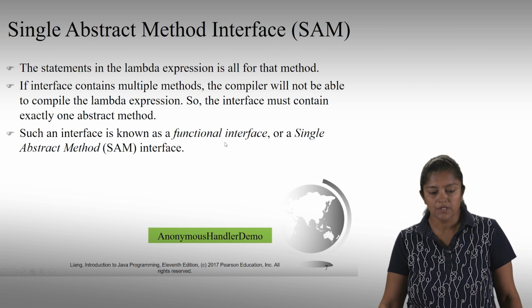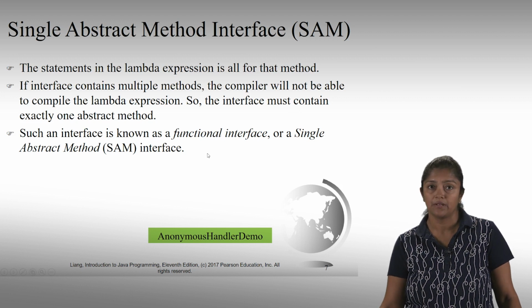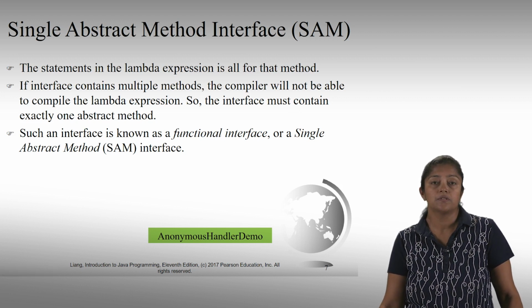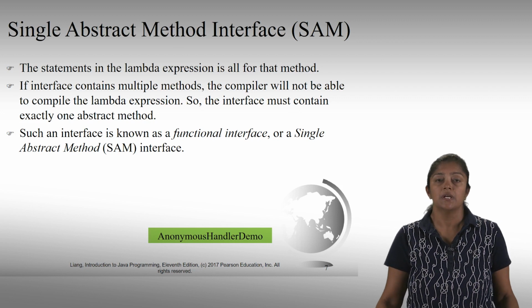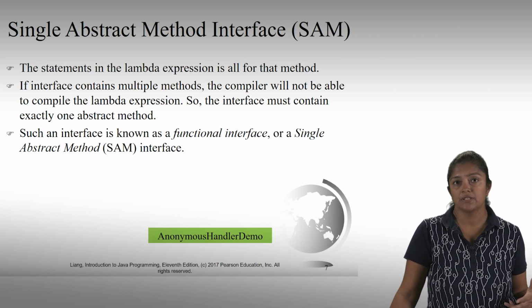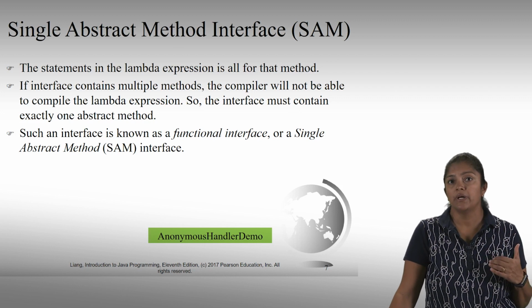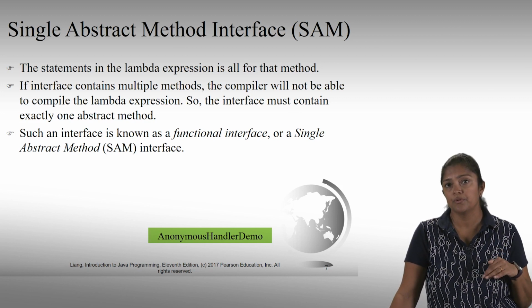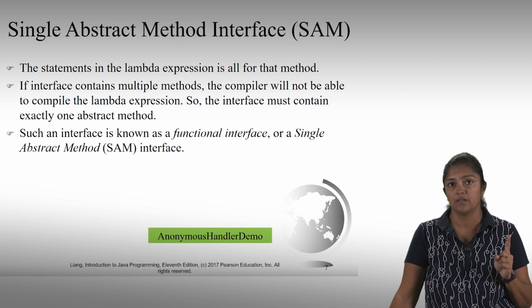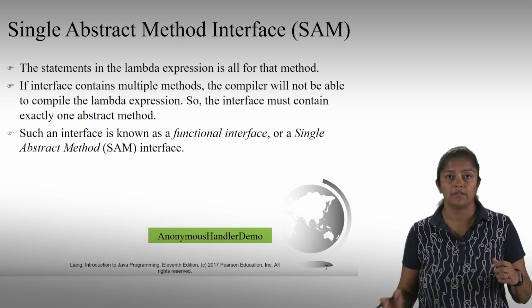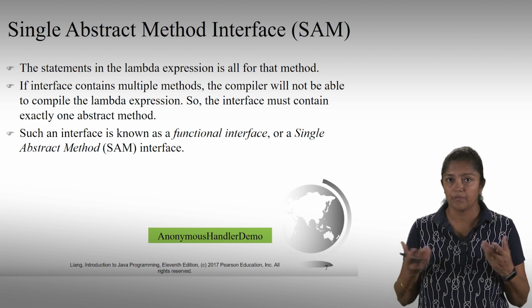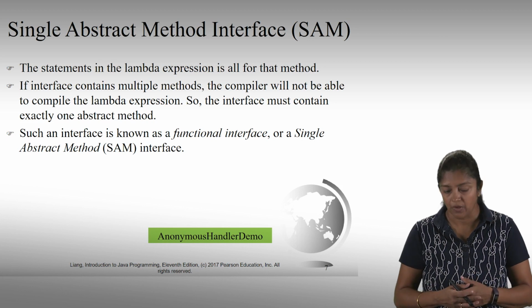Now this works only for interfaces that are single abstract method interfaces, also known as functional interfaces, because if there are multiple abstract methods, then the compiler doesn't know which one to use. So lambda expressions can be used only for those interfaces where there's a single abstract method, and that's the only one that needs to be executed when the event occurs.